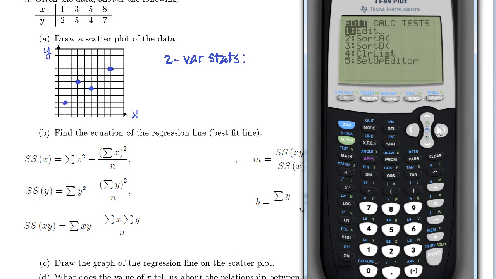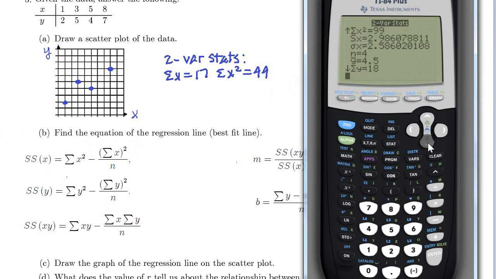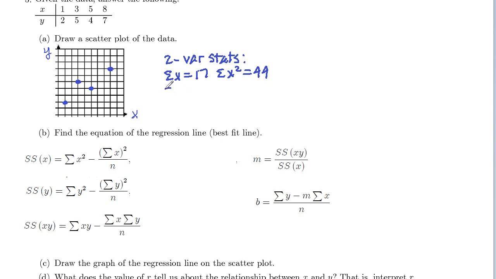We're going to go to stat again, over to calc, and then we want 2 variable stats, which is option 2. Our lists are the way that we have them. List 1 and list 2 are x and y, and we enter. So we've got our sum of x's is 17, and our sum of x squared is 99. And then going back here, arrow down. Sum of y's is 18. Sum of y squared is 94.